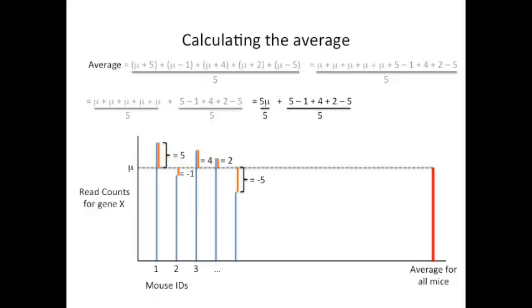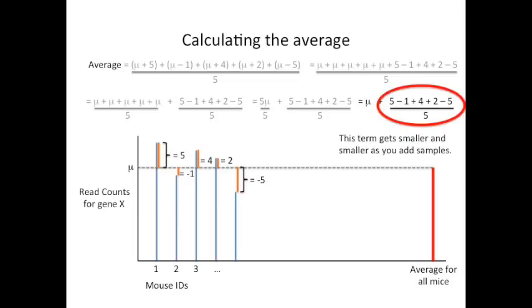When we do this, it's obvious that we can cancel out the 5 in the numerator and in the denominator. Once we cancel out the 5's, we see that the average is mu plus an additional fraction. Because the numerator of this additional fraction contains both positive and negative numbers, they're going to cancel each other out. That makes this fraction get smaller and smaller the more samples we add.